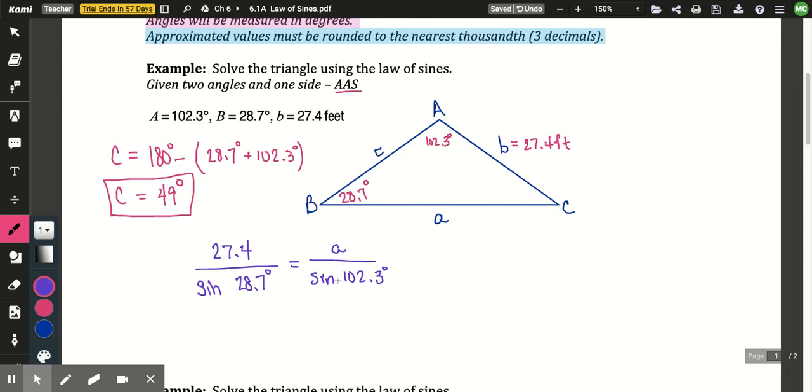Okay, now to solve this, to get a by itself, I would just need to multiply both sides by what the a is being divided by. So I'm just multiplying by sine of 102.3 degrees on both sides.